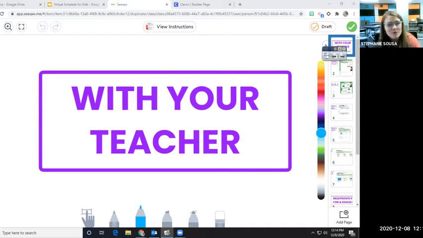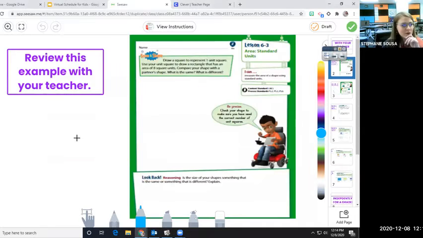Slide 2 is where we are going to begin. Go ahead and go to slide 2. Review this example with your teacher. All right. Draw a square to represent 1 unit square. Okay, I'm going to do that. Let's draw a square. I am drawing a square, so you are drawing a square. Okay, this represents 1 square unit. Boom, done.